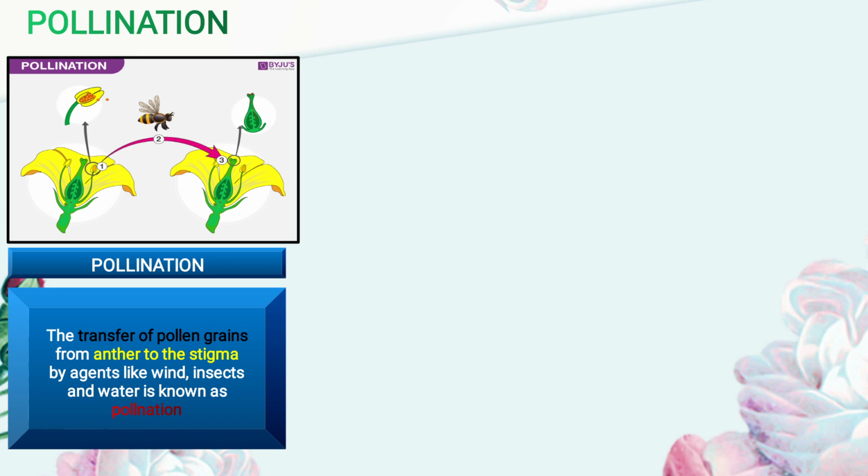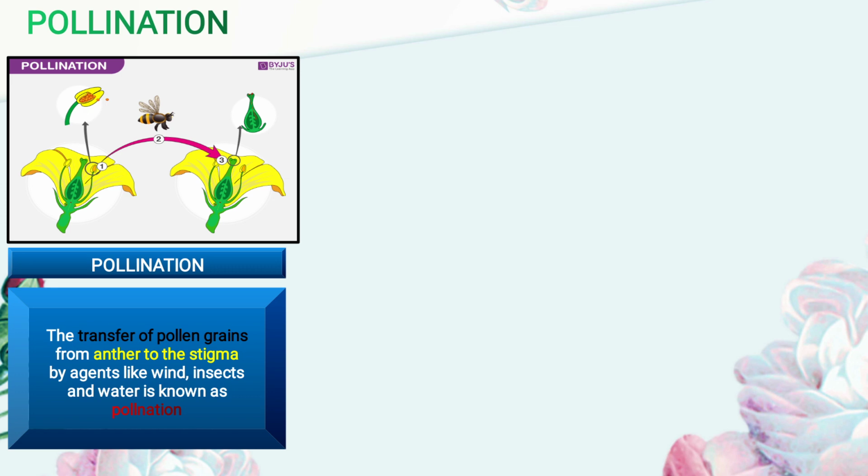It can stick to the legs, the wings, the body parts. When the honeybee visits another flower, a few pollen grains will fall on the stigma and fertilization will take place. So this process is called pollination.